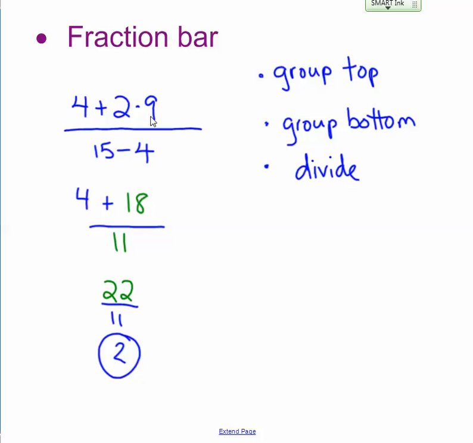So you do the top in order of operations. 2 times 9 is 18, and then you add 4. 18 and 4 is 22. And on the bottom, 15 minus 4 is 11. And the last thing at the end, you just simplify this by dividing 22 by 11, and you get 2. Pretty simple.